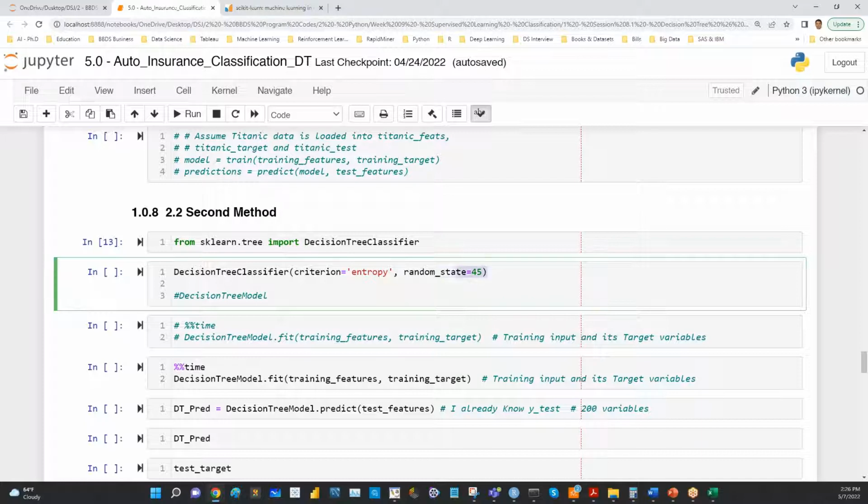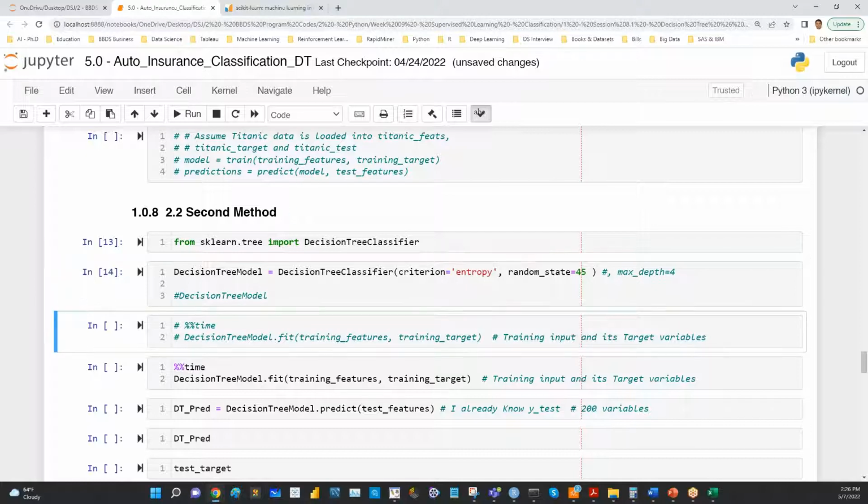Okay, and we are going to store that in a decision tree model. Let's remove this for now. So we just initiated a model with a few parameters.